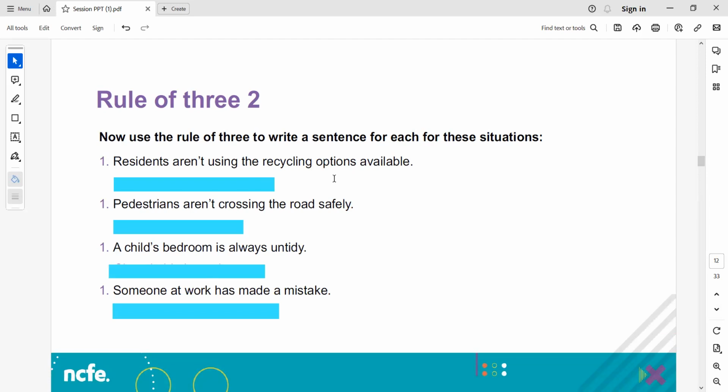Again, we've got the same situations, but this time we're thinking of a statement. If you imagine again for the first one, residents aren't using the recycling options available. What's a slogan we could come up with, or a sentence using that rule of 3? It might be one that already exists. There's one that's used all the time that you hear on TV, a simple slogan that's used to encourage recycling.